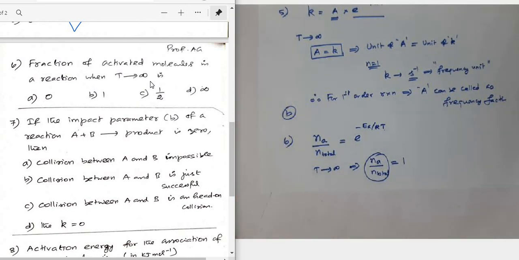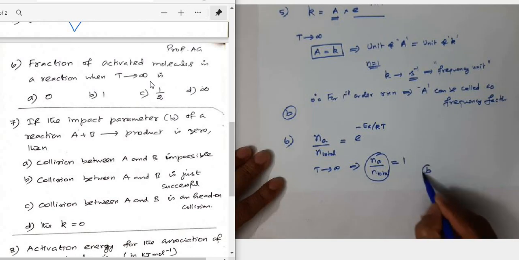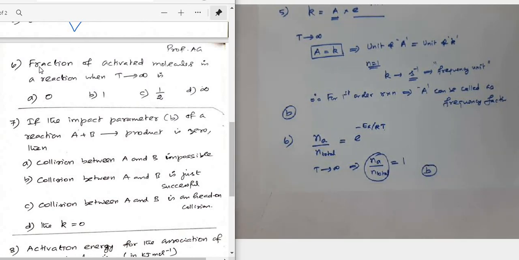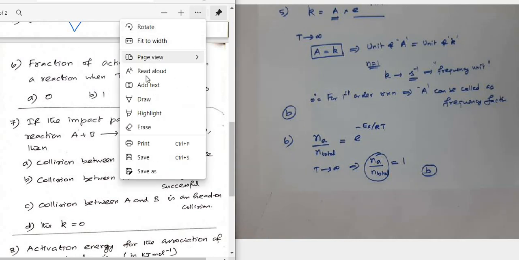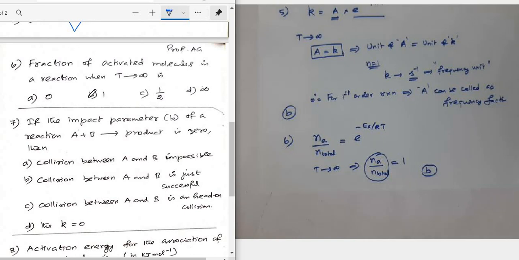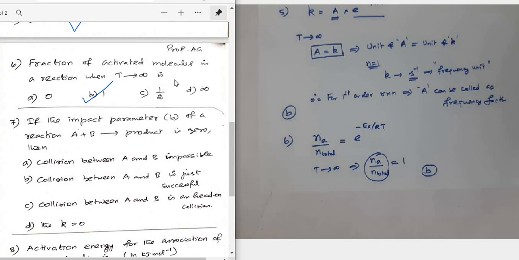So for question number 6, the correct option is option B. I'll read the question again. Fraction of activated molecules in a reaction when temperature approaches infinity is. When temperature approaches infinity, the fraction of activated molecules becomes equal to 1. That means all the molecules get activated. Therefore, they undergo collision and form product. So for question number 6, the correct option is option B.